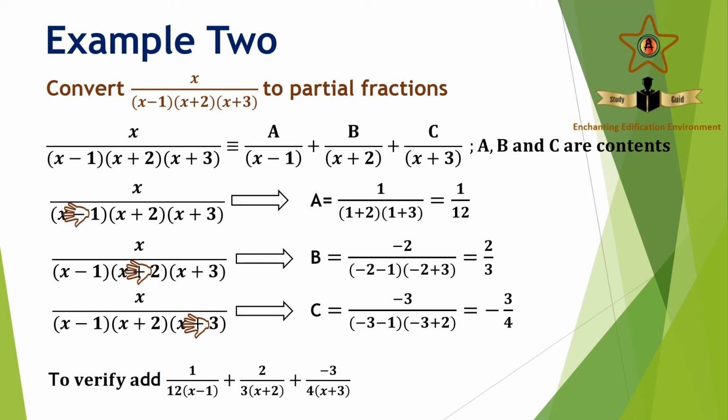So now we can add 1 over 12(x - 1) plus 2 over 3(x + 2) plus -3 over 4(x + 3) and see whether we get the original expression, which is x over (x - 1)(x + 2)(x + 3).